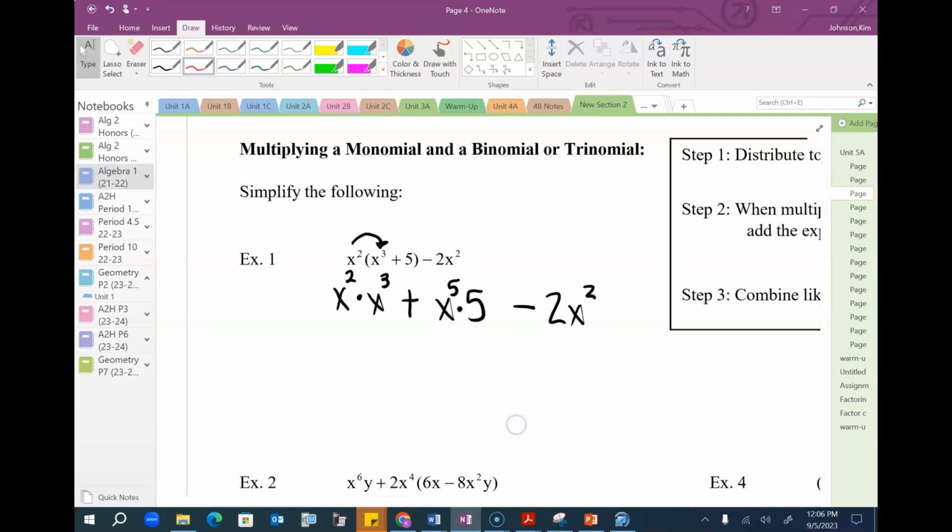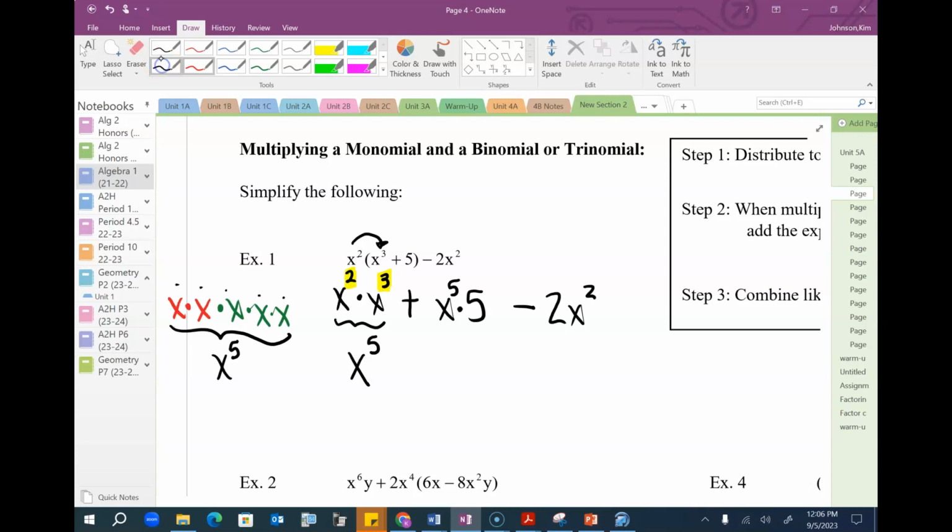X squared times x cubed, if I write that out, that's like writing x times x, 2 times for x squared, and then for x cubed, I'm multiplying by x 3 times. All together, I have 1, 2, 3, 4, 5 x's. So this can be written as x to the 5th power. So x squared times x cubed is just x to the 5th power. Some of you will notice really quickly that all we had to do was add those exponents. When we multiply two variables together, if they're the same variable, we can just add the exponents on them.